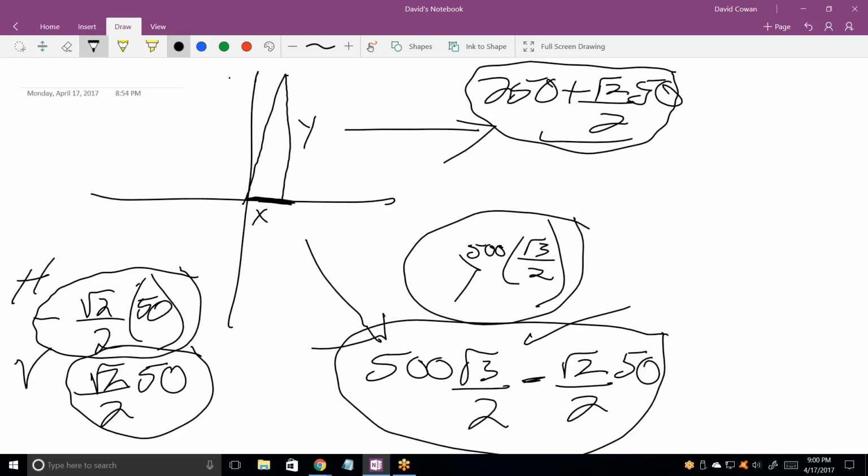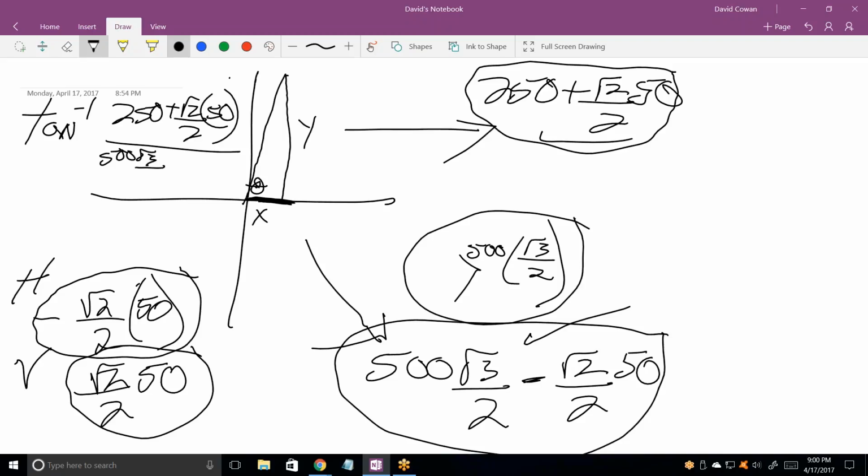Now, if I want to figure out what this angle is, I use the inverse tan function. In other words, that angle is going to be the inverse tangent of y, 250 plus root 2 over 2 times 50, divided by the x, which is 500 root 3 over 2 minus root 2 over 2 times 50. And that will give you an angle. And that's how I figure out the new bearing of my airplane. In other words, my airplane is not going to fly at a 30-degree angle from the x-axis. It's going to fly at more like a 60-degree angle, because that wind is constantly pushing it up and to the left.